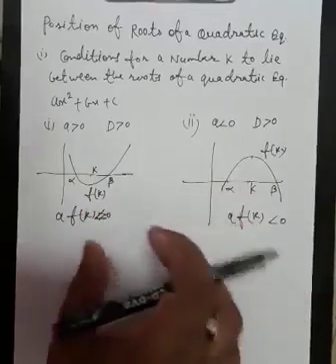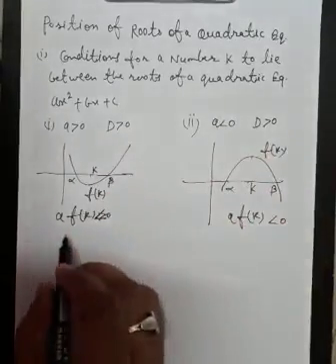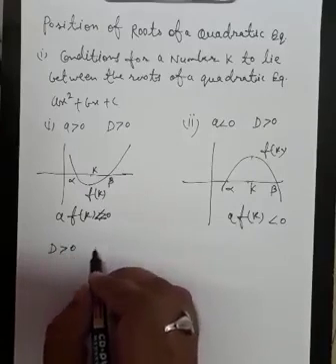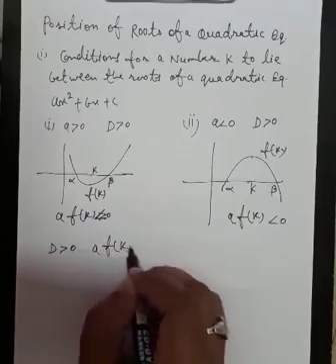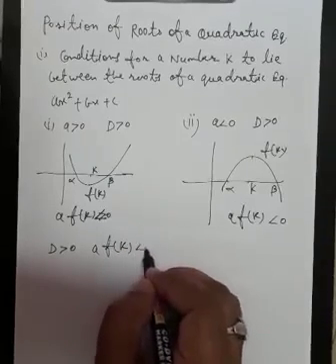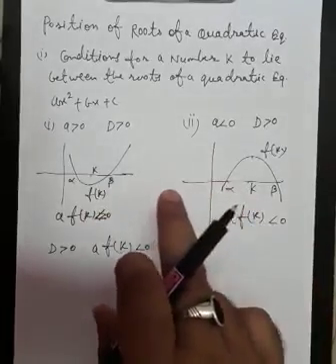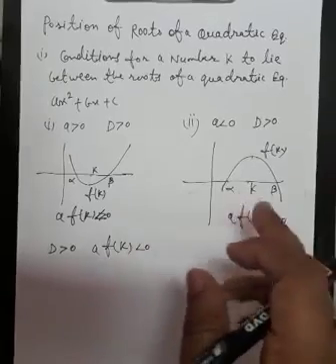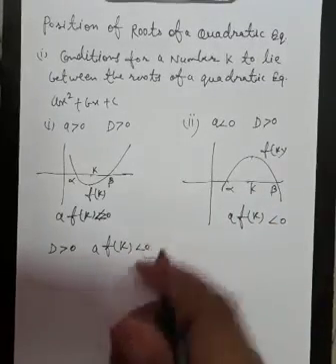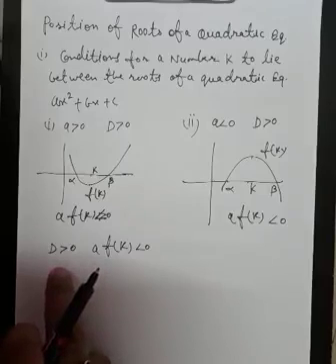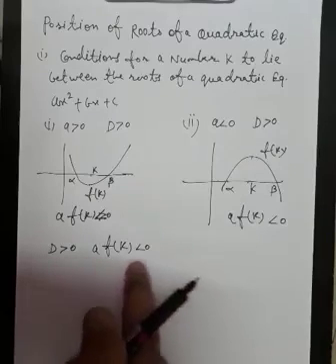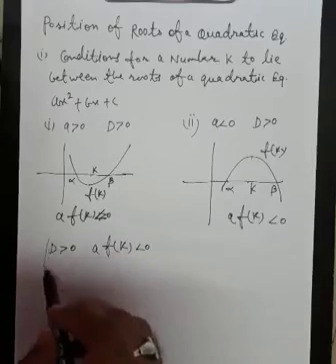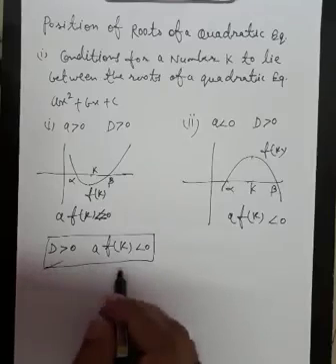Then combining both the first and second, what do we get? We get d greater than 0 and afk less than 0. If the number k lies between the roots alpha beta, then what will be the condition? We have to check the condition. First, the discriminant is greater than 0 and afk should be less than 0. Okay, now let's discuss a question based on it.